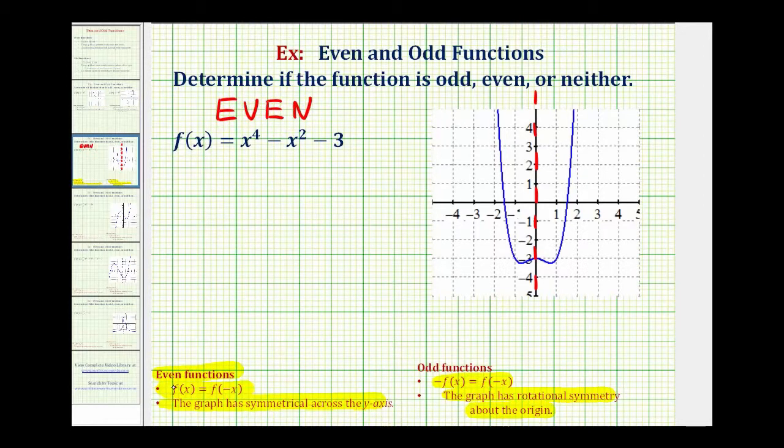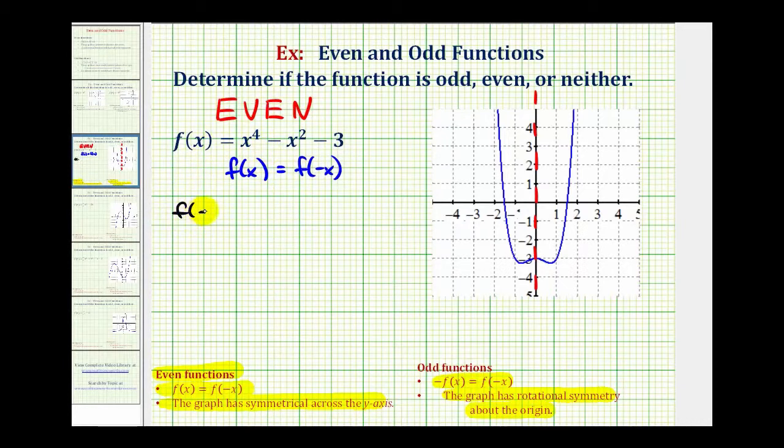However, we're often asked to show that it's even algebraically, which means you want to show that f of x is equal to f of negative x. So let's go ahead and do that. Let's determine f of negative x and see if it's going to be the same function as f of x.